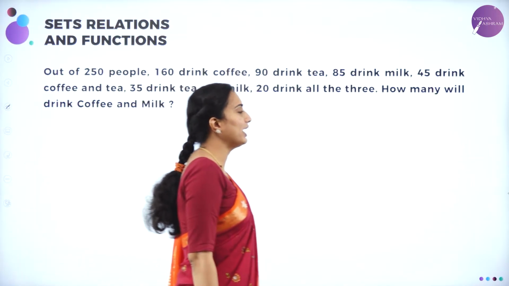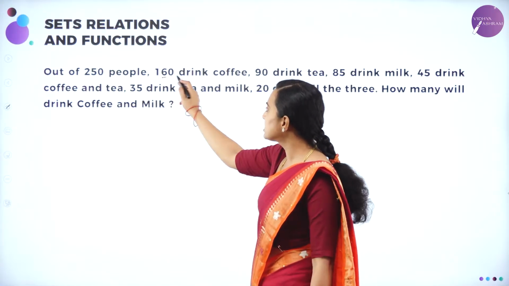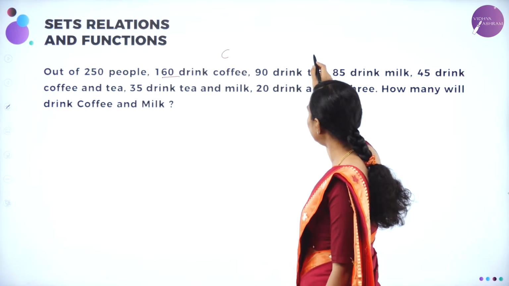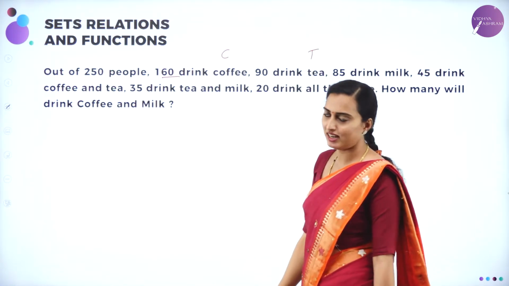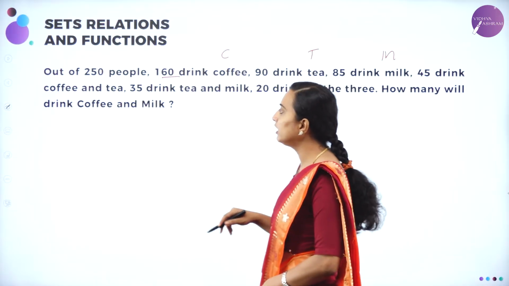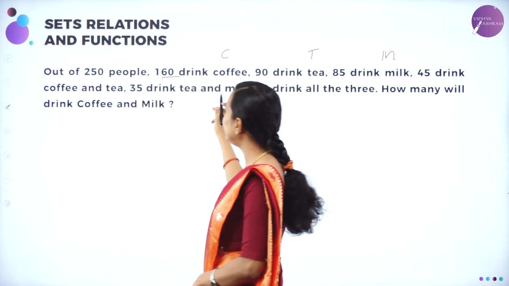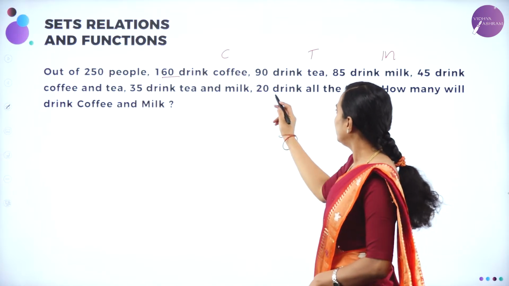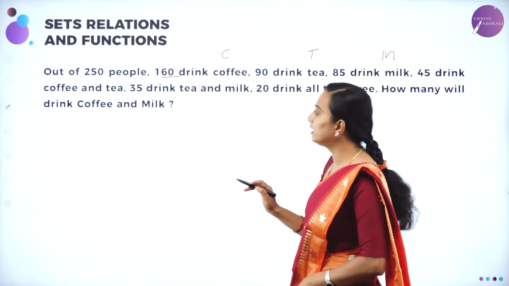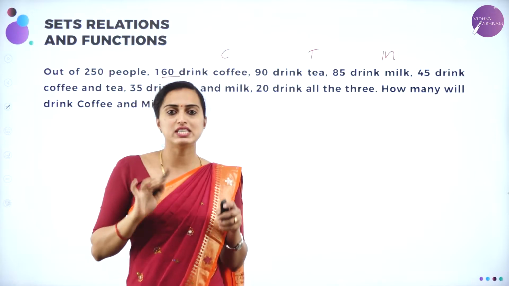So we'll be moving on to the next problem. Let us see. Out of 250 people, 160 drink coffee. I'm going to take coffee as C. 90 drink tea. Tea, I'm going to take as T itself. 85 drink milk. Milk, I am going to take as M. 45 drink coffee and tea. Coffee and tea means intersection. 35 drink tea and milk, intersection. 20 drink all the 3, intersection of all. How many will drink coffee and milk? Coffee and milk means intersection of C and M.